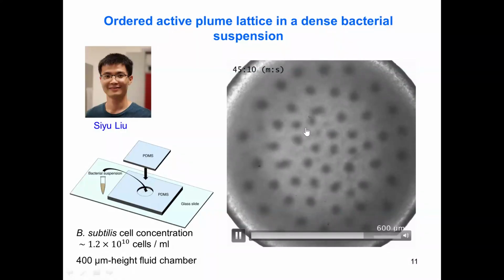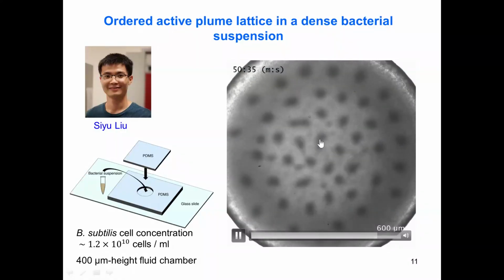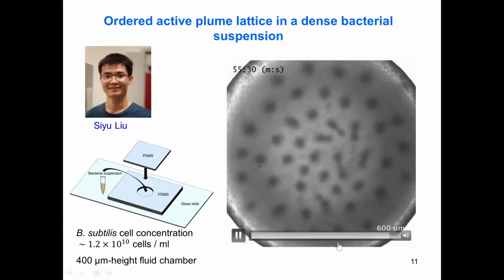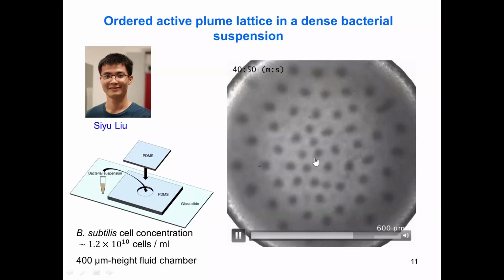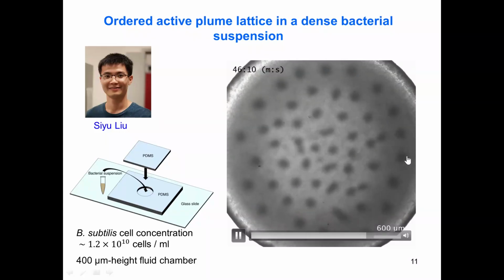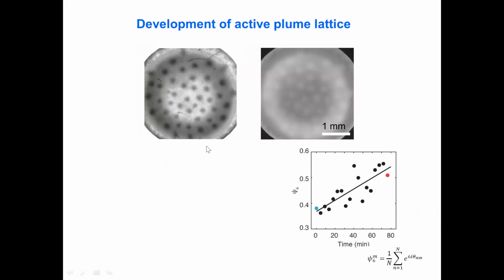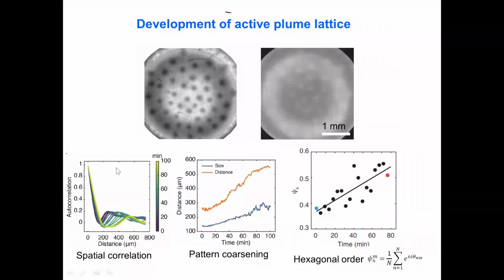So at this stage, the organization of these dots was more and more developed, and if we quantify the development process of these patterns, these dots, we will see that over time they are more and more ordered, and we can quantify this order by measuring the hexagonal order parameter defined here. And what are these dots?